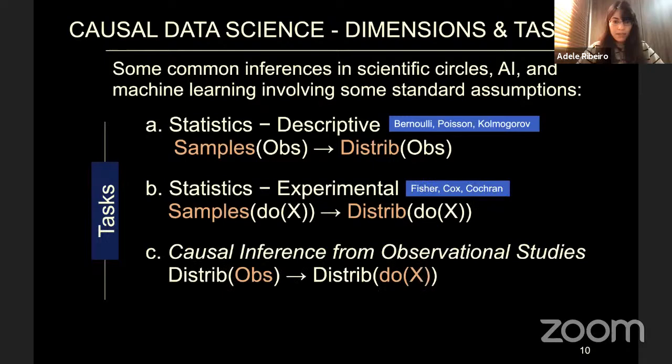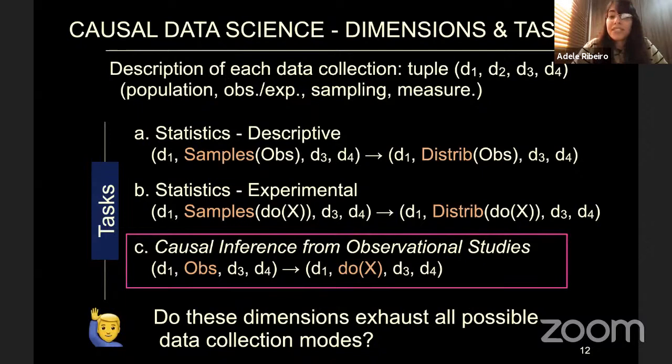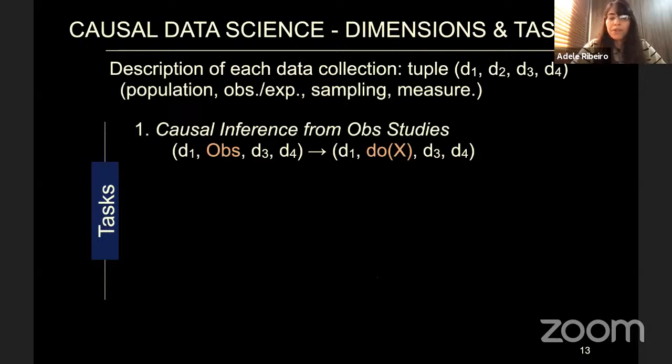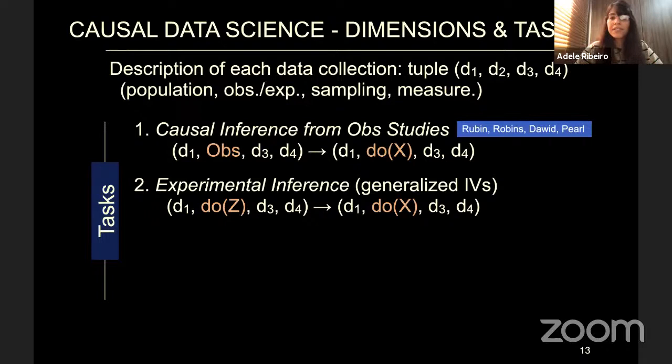So do these dimensions exhaust all possible data collection modes? And the answer is no. There are a lot of studies also. So I'm just copying here the first task, the one that was in the previous slide, that's about causal inference from observational studies. This is by Rubin, Robins, Dawid, and Pearl. But we also have studies that I like to call here experimental inference, but many people know this as generalized instrumental variables.